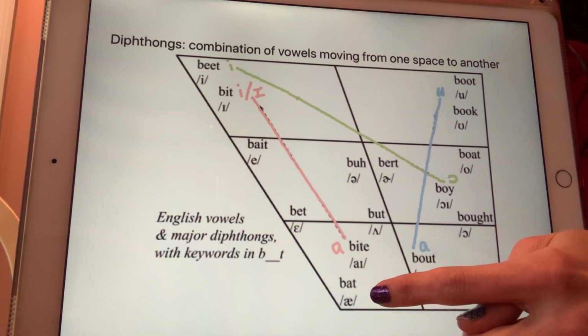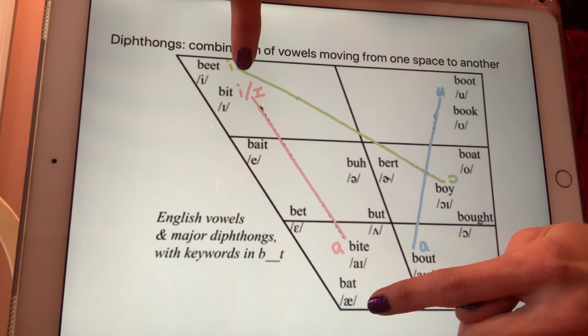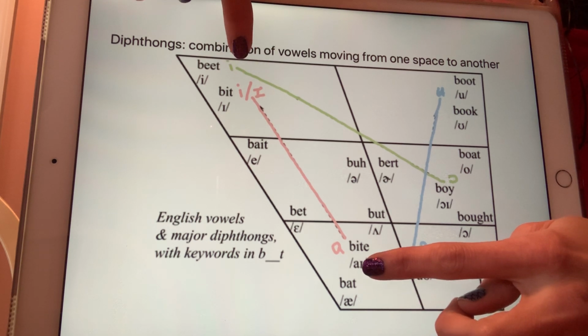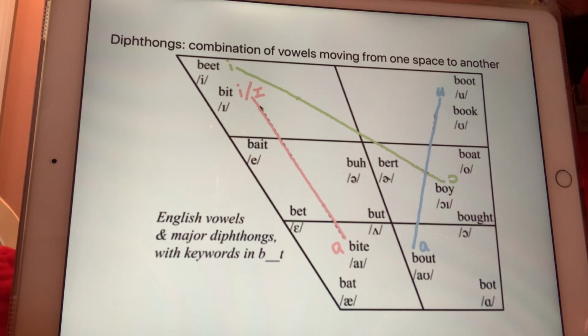Same thing with bite. You have an ah into an e. Some people use an I, right? So it's I. You can hear those two vowels when you slow it down, but obviously we don't always say it that way.